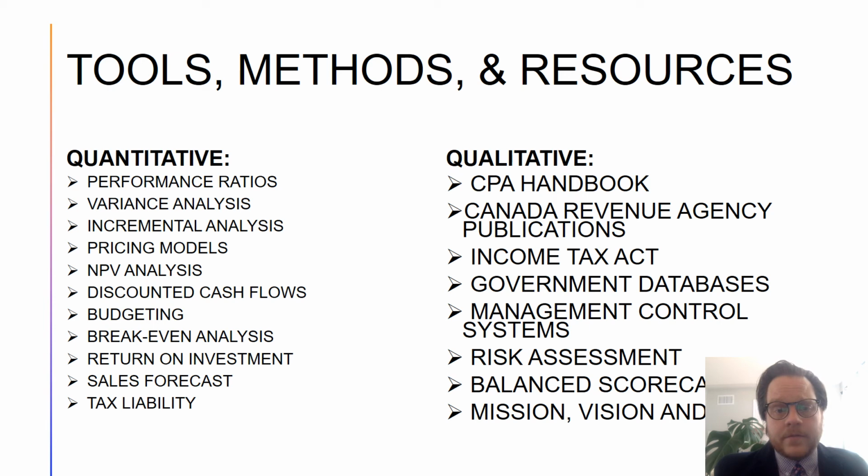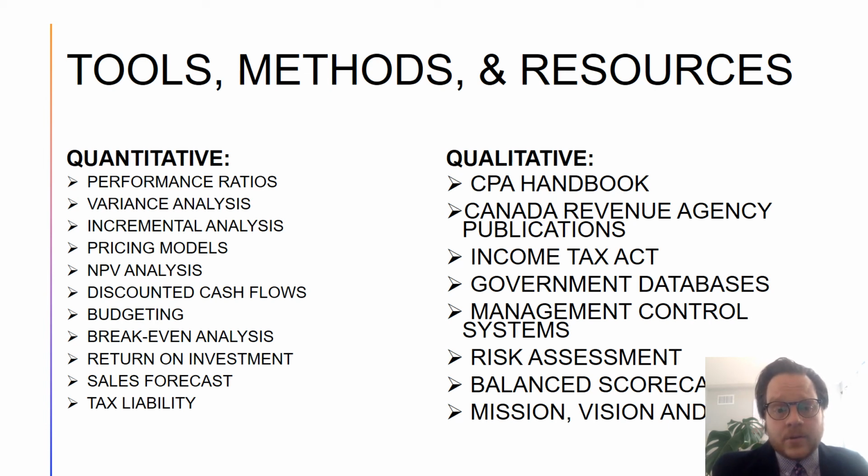Now, from the qualitative side of things, again, you can reference the CPA handbook. This is if we're talking about standards with respect to ASPE, IFRS, the auditing standards, not-for-profits, and other standards. You can reference Canada Revenue Agency publications, again, things like for HST or employment benefits. You can reference the Income Tax Act, government databases. I had mentioned earlier, the government has a really good database for industry information that I use pretty regularly, and I find it's a great tool for analysis.